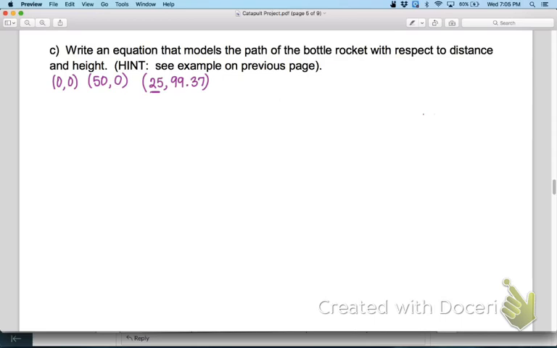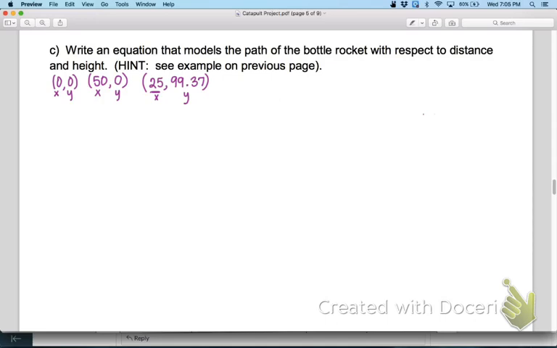So those are the 3 points now that we have got, both in terms of x and y. So when we have a horizontal distance of 0, we have a height of 0. A horizontal distance of 50 feet has a height of 0 feet. And when we are at a horizontal distance of 25, we are at a height of 99.37. So it's kind of interesting how we're changing back and forth. And this is why it's so important that you keep track of what your variables are.